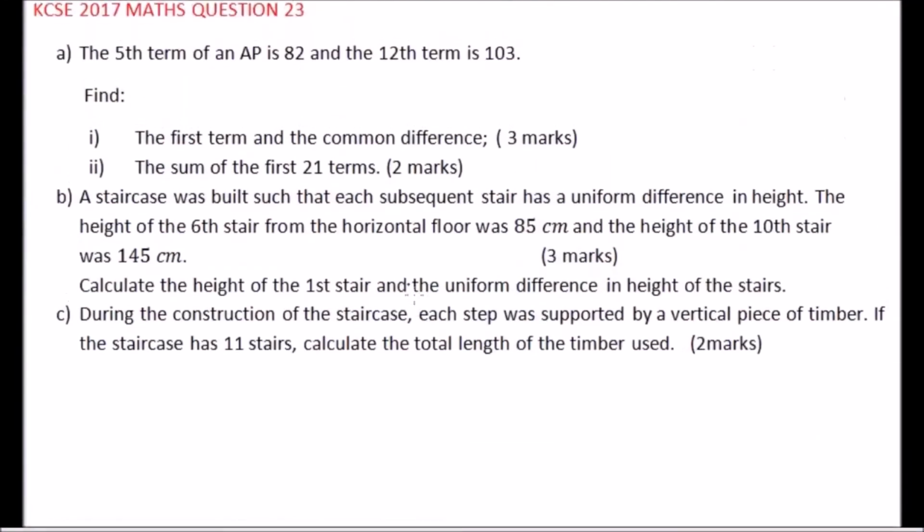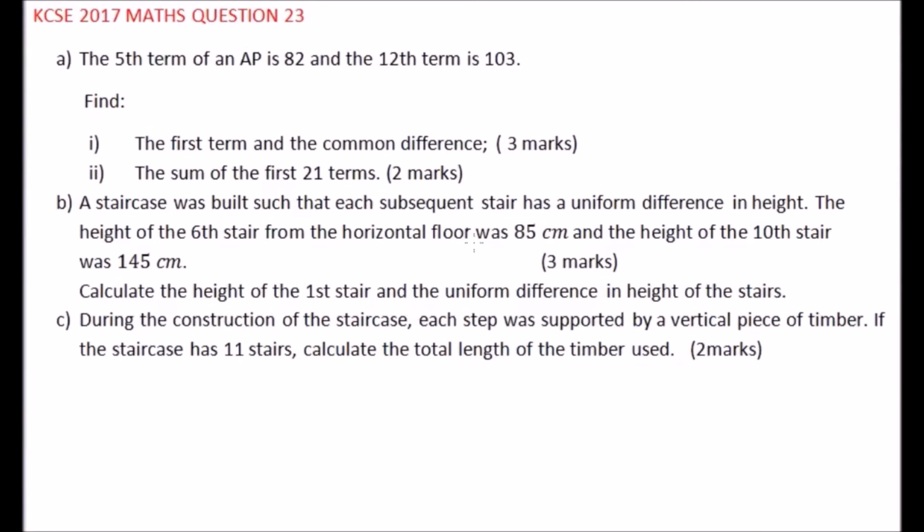So part B of the question, we are told the staircase was built and subsequent stairs were built at a uniform difference in height. The height of the 6th stair from the floor is 85. The 10th stair is 145. So we are going to use the first stair as our first term, and the subsequent stair uniform difference as our common difference.